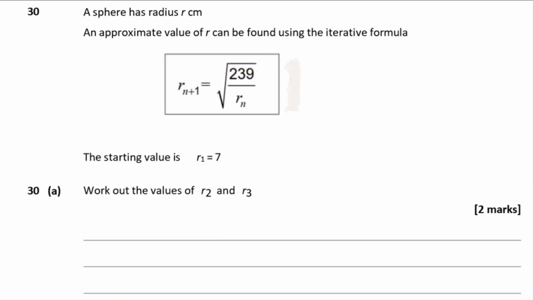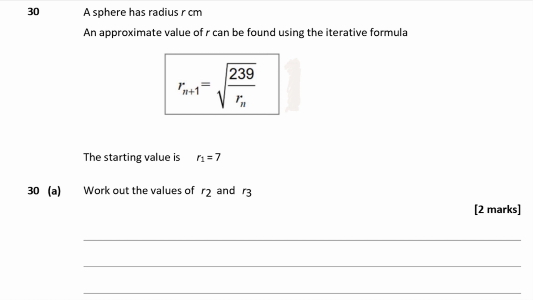Question 30. A sphere has radius r centimeters. An approximate value of r can be found using the iterative formula r_(n+1) equals the square root of 239 divided by r_n. The starting value is r_1 equals 7. Work out the values of r_2 and r_3.